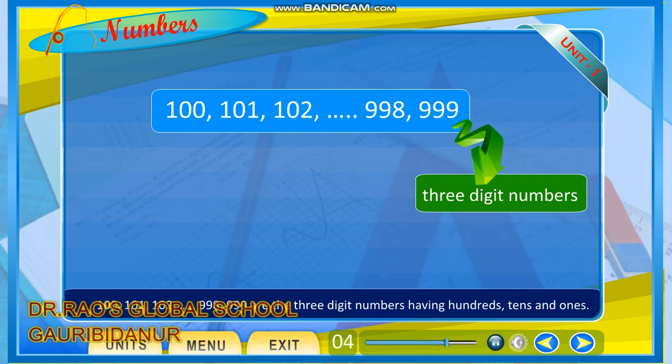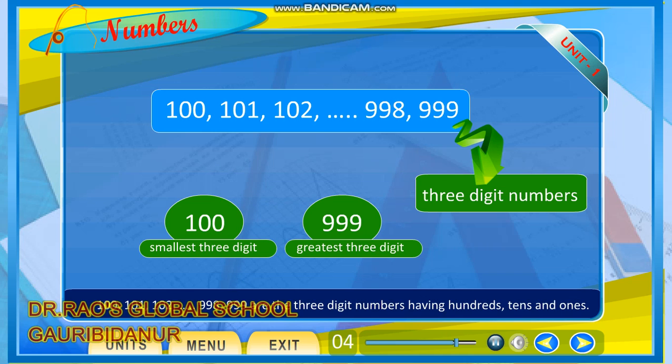100, 101, 102, 998, 999 are the three-digit numbers having hundreds, tens and ones. In three-digit numbers, 100 is the smallest and 999 is the greatest number. Likewise, we can write any number of digits and read, write and calculate them in different ways on different occasions.